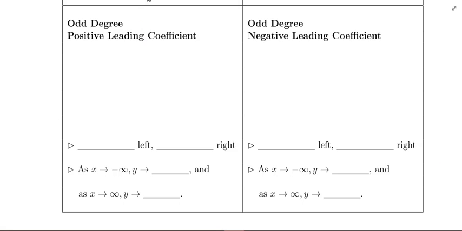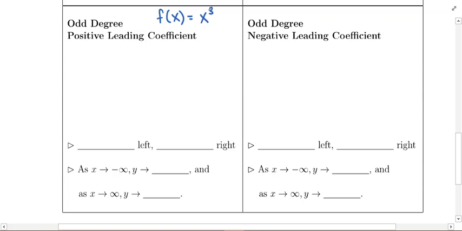Again, you want to think of something very basic that we already know from this class. That's odd degree, positive leading coefficient. Okay, so here we go. Easiest thing we can think of is x cubed. That's got an odd degree and it's got a positive leading coefficient. So I'm going to go ahead and sketch a graph. It doesn't have to be perfect, just a rough sketch here.